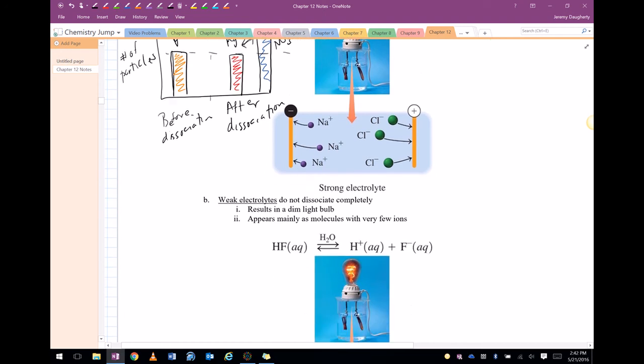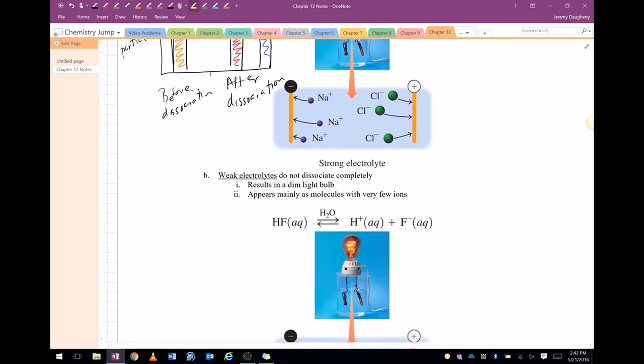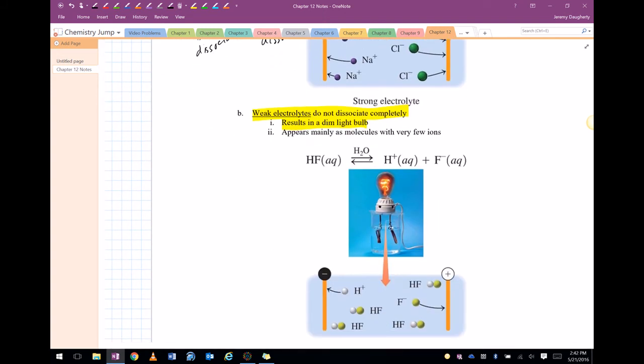A weak electrolyte does not dissociate completely. And so we end up with a dim light bulb because we don't have very many ions to conduct electricity. If I'm going to draw this same sort of graph down here, over here is number of particles. Okay, and again we're going to break it up into before dissociation and then after dissociation.